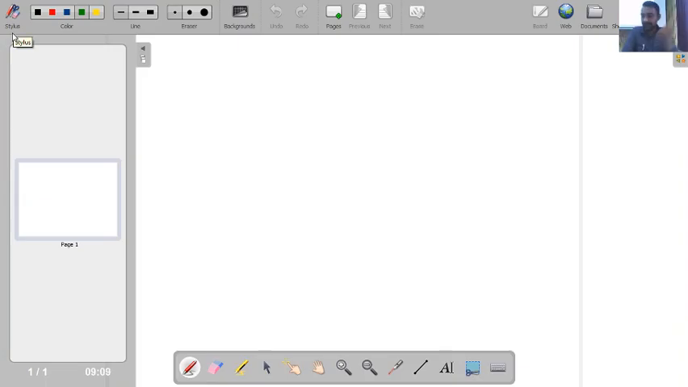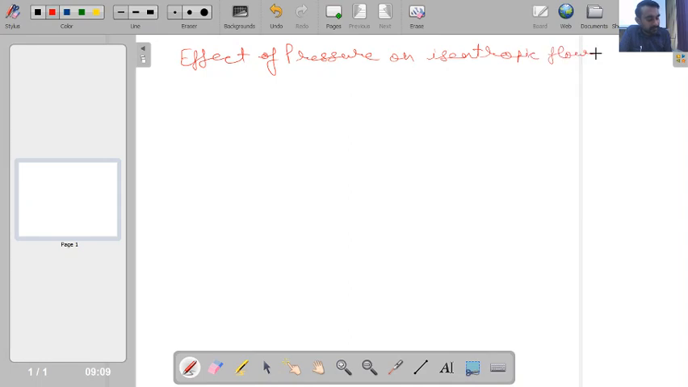Okay, good morning. This is our 25th lecture. So, in the previous lecture, we started our discussion on effect of pressure on isentropic flow through nozzle. Okay. So, this is something which we are actually trying to study.